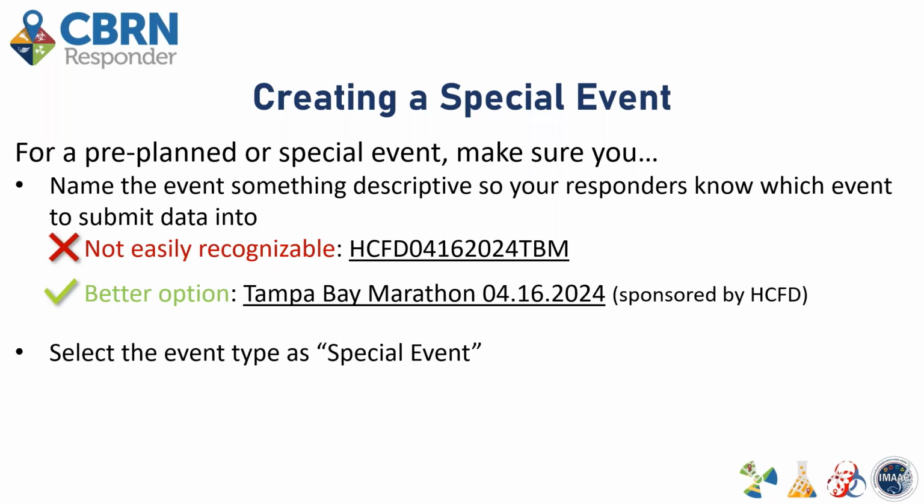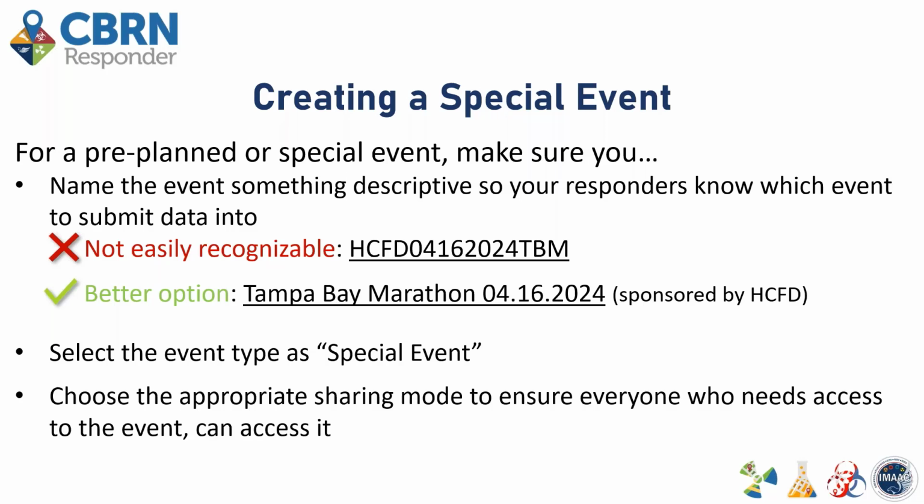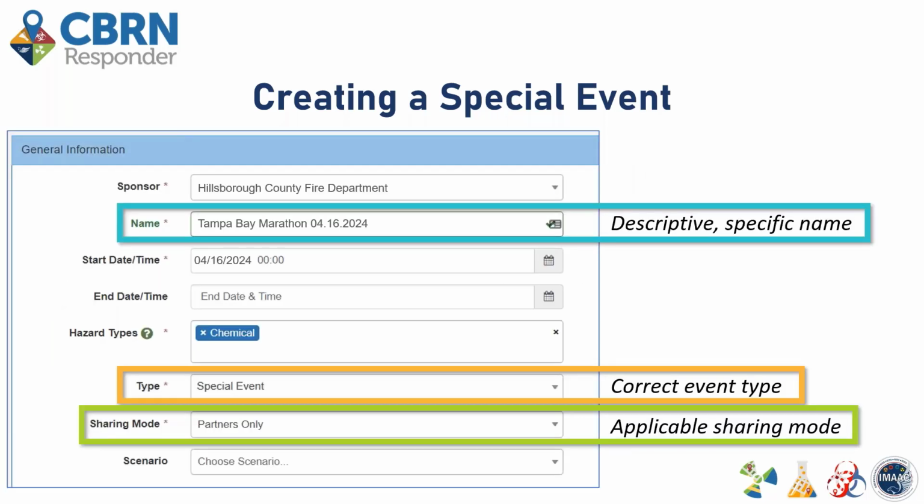You want to make sure you select the event type as special event, so that way your partners that you chose to share special events with are automatically added. And like I mentioned, you'll want to choose that appropriate sharing mode, so that way those who need access to the event can access it. On that screen, you'll have that descriptive specific name, you'll have that correct event type, and the applicable sharing mode.